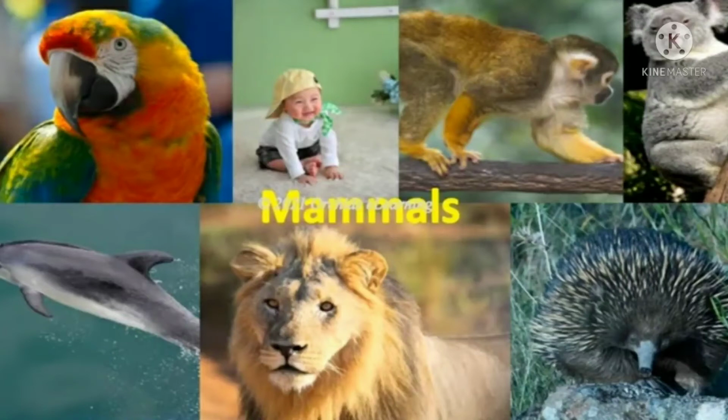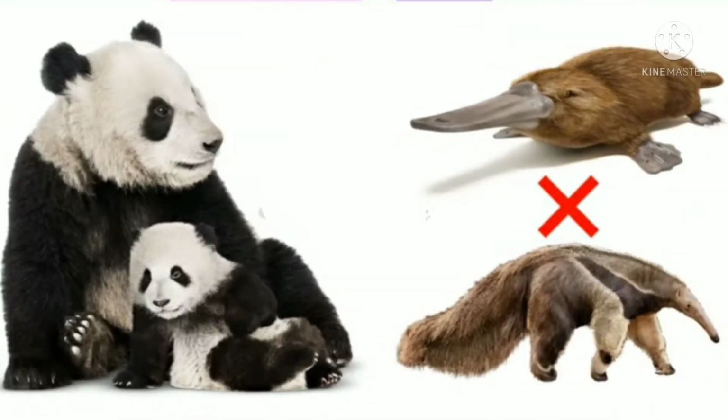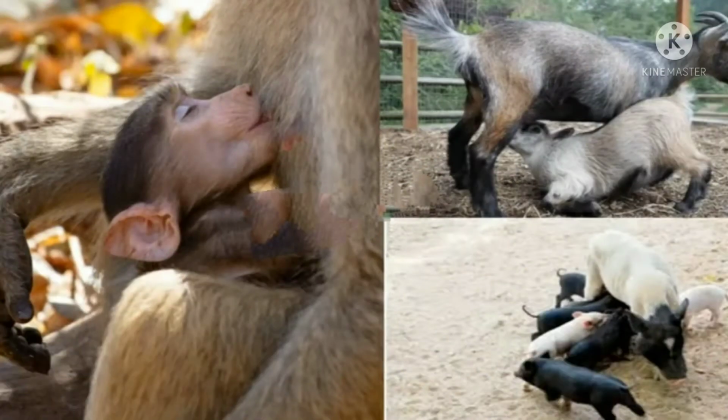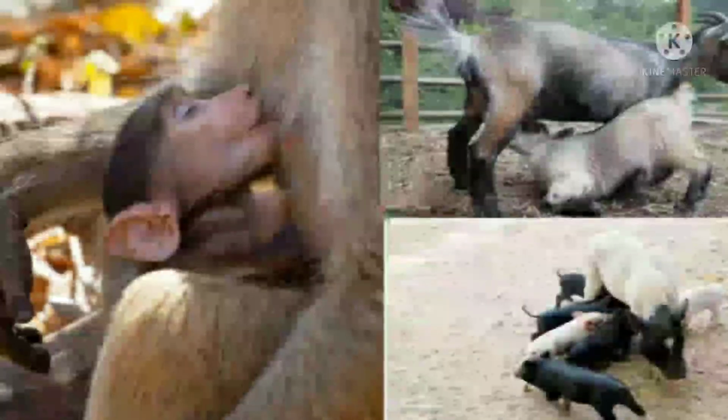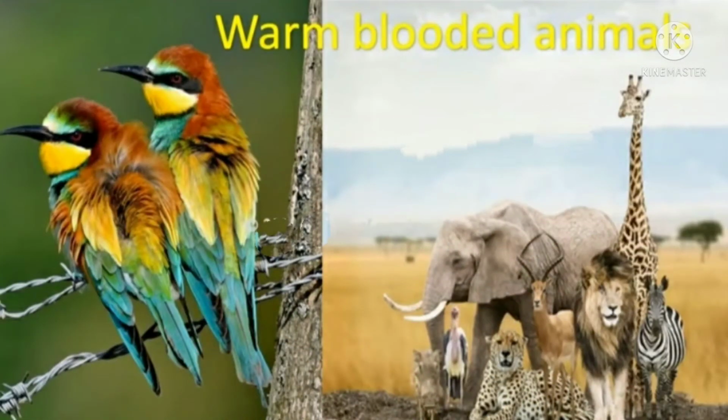Okay. Next we can learn mammals. What are mammals? Animals that give birth to their babies and feed them with milk are called mammals, except the platypus and anteater. Okay. Their bodies have hair and the mothers suckle their young ones. Most mammals breathe through lungs. They have 4 limbs.